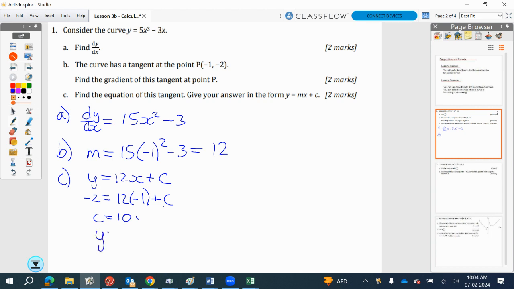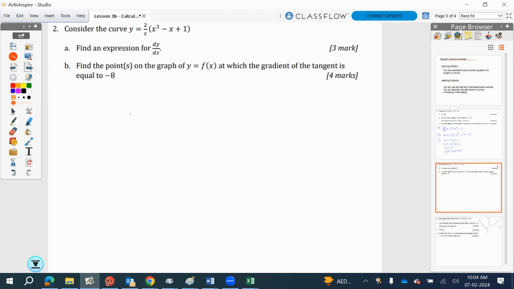Don't forget to answer the question. 12x plus 10. Excellent. I have a question. So we put this in and solve, and then we get c. You can put it in and solve. You can. Add 12 to both sides: minus 2 plus 12 is 10. But the calculator's solve will do it too.